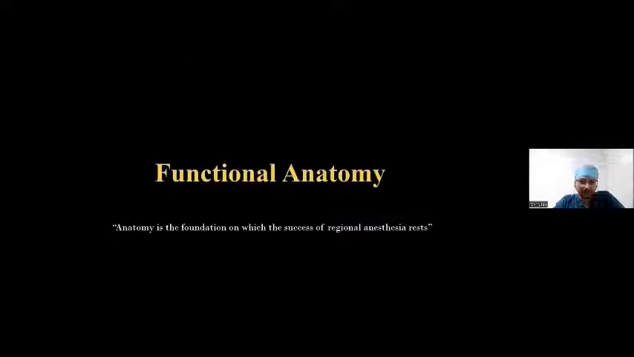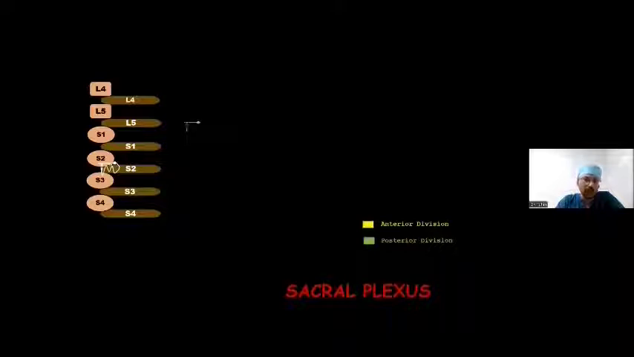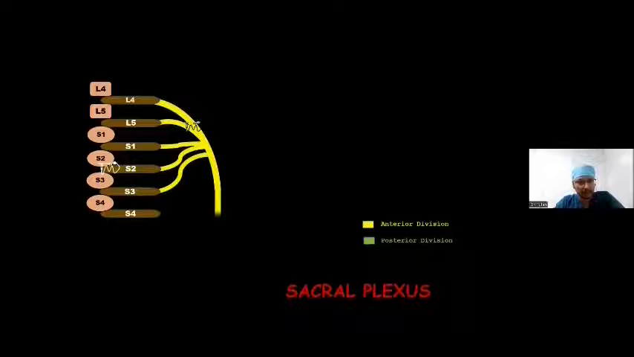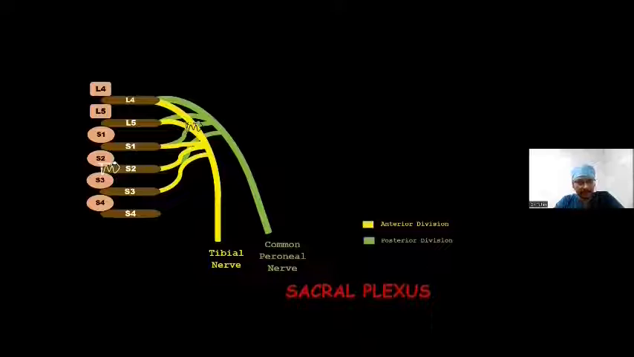Coming to the functional anatomy related to the sacral plexus and the sciatic nerve block. As you know, the sacral plexus is formed by the union of the lumbosacral trunk formed by L4, L5, and the first three, that is S1, S2, S3 ventral primary rami. Both anterior and posterior divisions come together to form the sacral plexus.